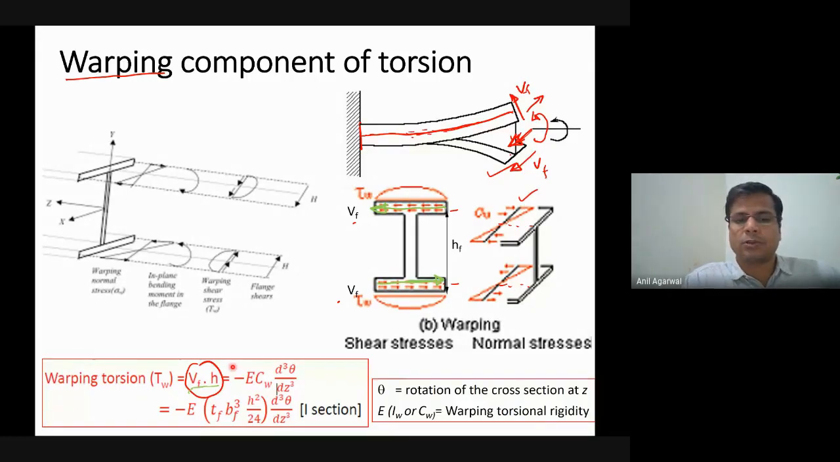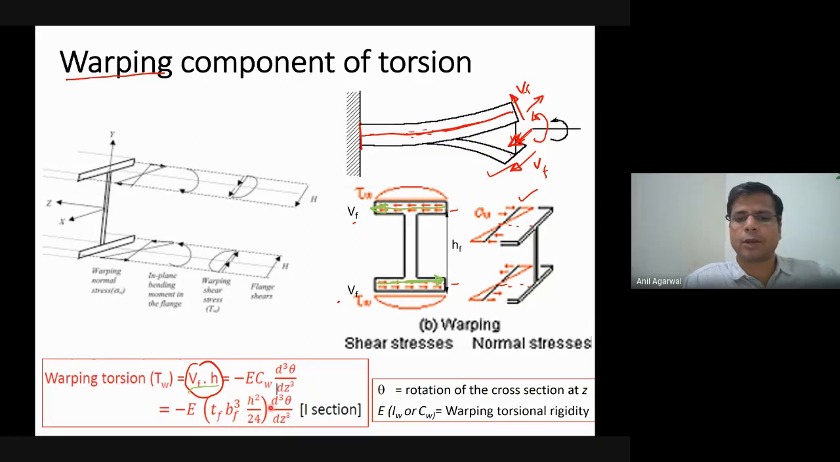All right. So warping torsion is given by that, and then you can derive it further, which depends on the cross-section property. One cross-section property is called CW, often referred to as IW. So IW and CW refer to the same term, which is called the warping torsional rigidity. Now here what you may notice is that the warping torsion value is proportional not to d theta by dz, as in Saint-Venant torsion. In case of warping torsion, it is proportional to d3 theta divided by dz3. That is the third derivative of theta.